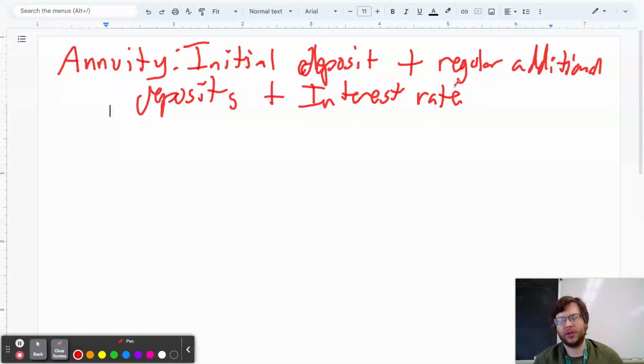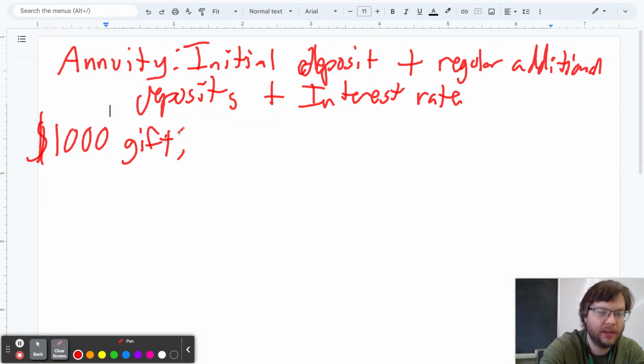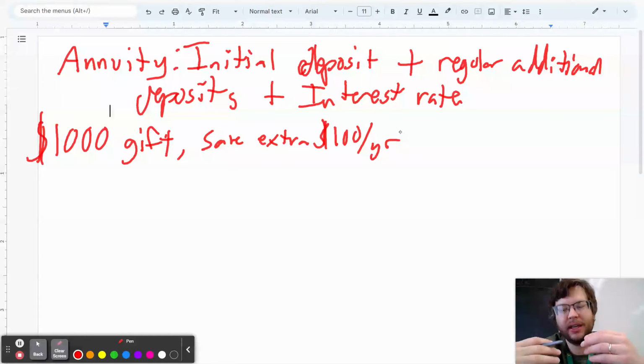So this may be a situation like you receive $1,000, maybe as a gift from a long lost relative who passes away, and then you decide, I'm not just going to put $1,000 in, I'm also going to save, say, $100 extra a year. We'll just do that as an example. So let's say you have a $1,000 gift or inheritance, and then you also save an extra $100 per year. And let's say that you find a savings account that pays you 2% interest per year.